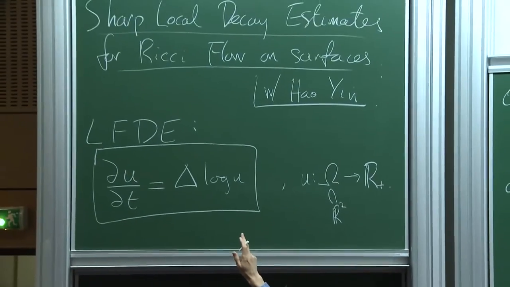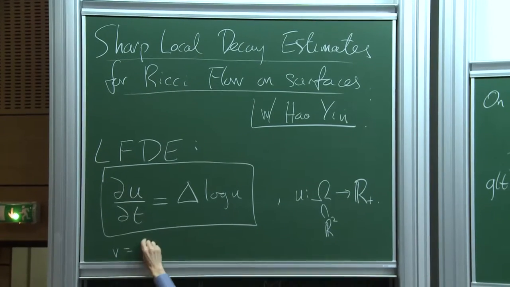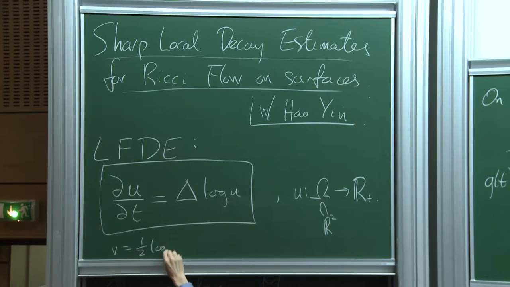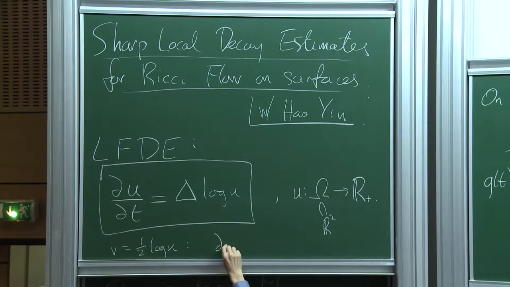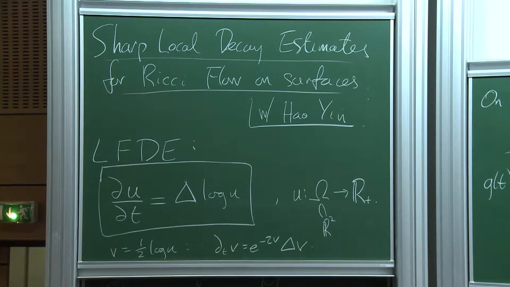So it might actually be instructive to look at the equation for V, which is half log U, and that satisfies the equation dTV is e to the minus 2V Laplacian V. So as V increases, you're really slowing down the diffusion.